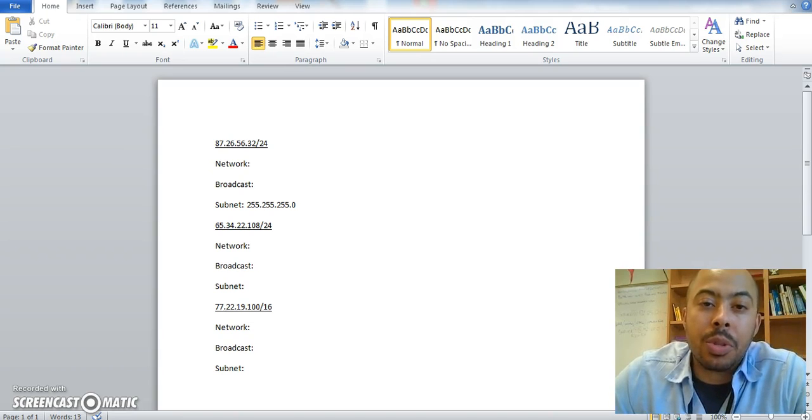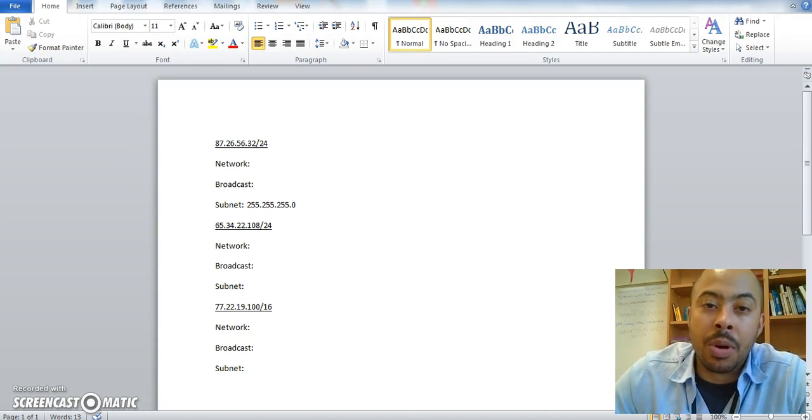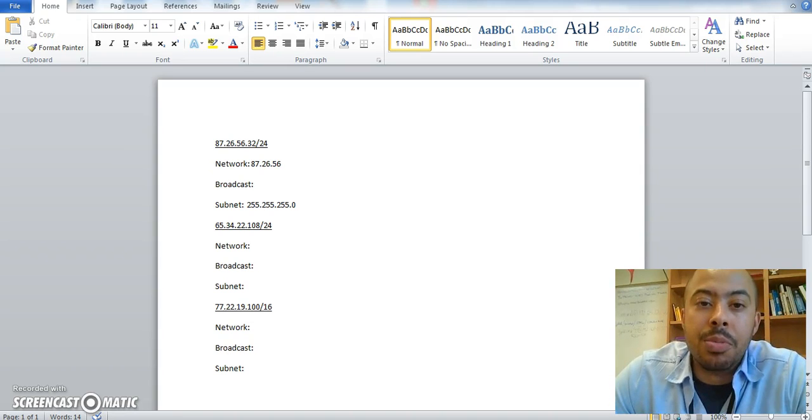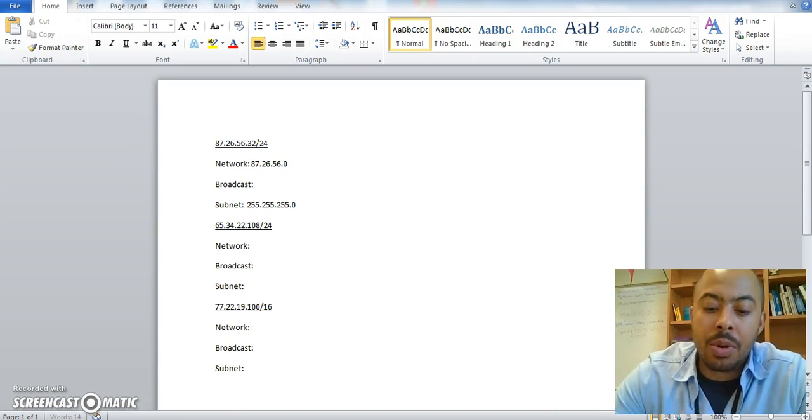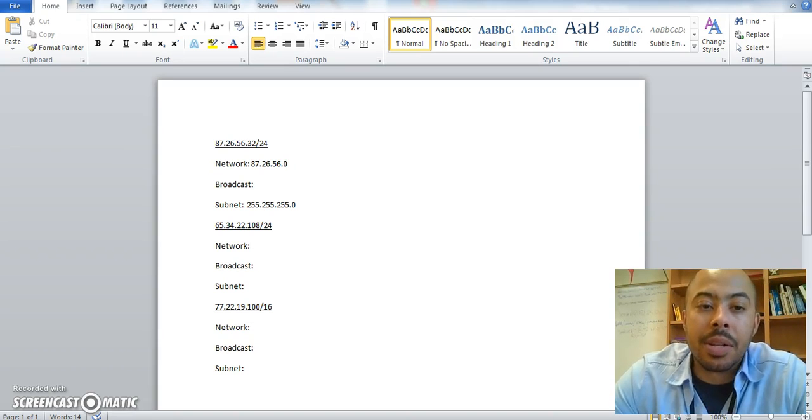Okay, so for the first one with the /24, you have a subnet of 255.255.255.0. Anywhere in the subnet where you have a 255, that part of the IP address is going to match the network and the broadcast. So for example, with that subnet, the network address is going to start with 87.26.56. Now, the network address or the network name is going to be the first available address in that subnet, and that is going to start at 0. So whenever you're looking at a situation like this, your network is going to be .0.